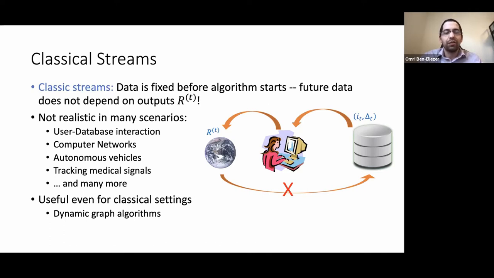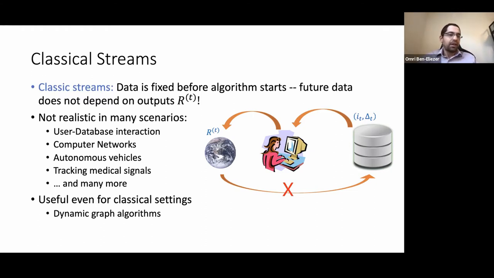There are many situations of this nature in many settings. For example, in computer networks, if we have a network router that handles some network communication, and an attacker who sees how the router behaves and tries to run a denial of service attack that depends on how the router behaves, then the information that the attacker sends to the router depends on the outputs of the router. There are many other situations. For example, an autonomous vehicle interacting with the environment, or in medical signals, maybe the way we treat a patient depends on the signal, and so on.